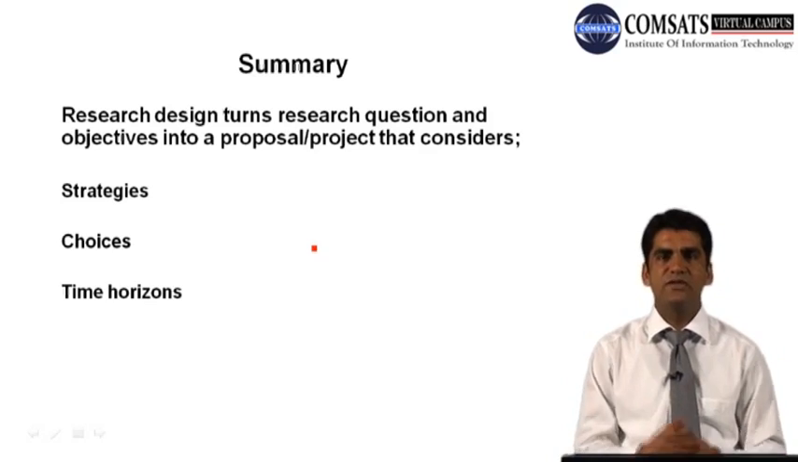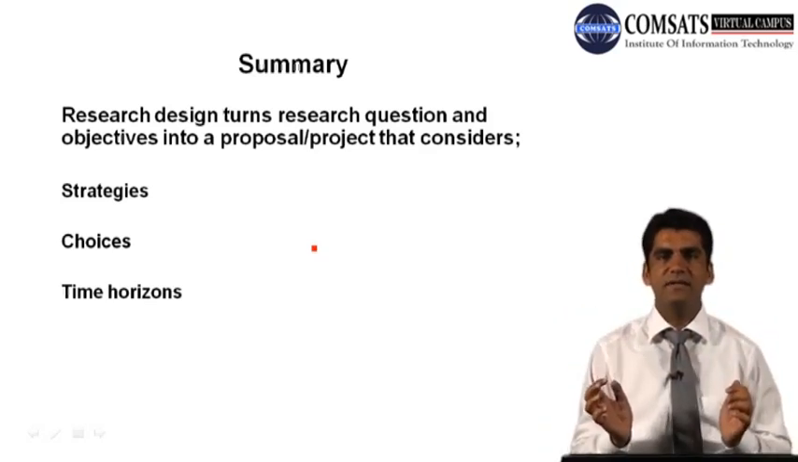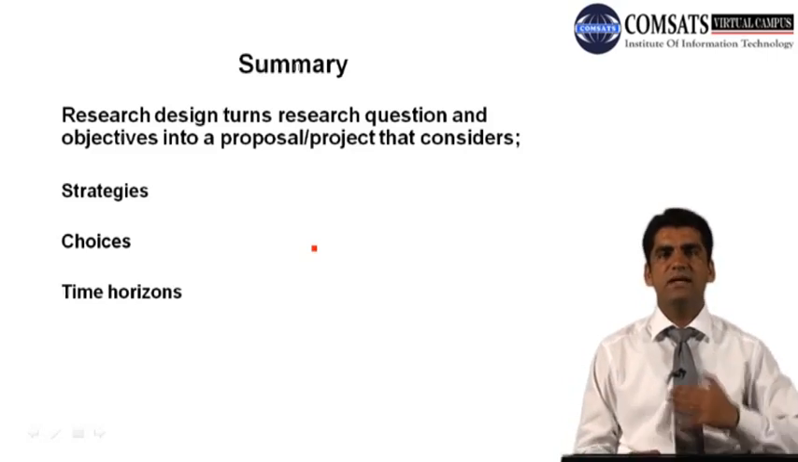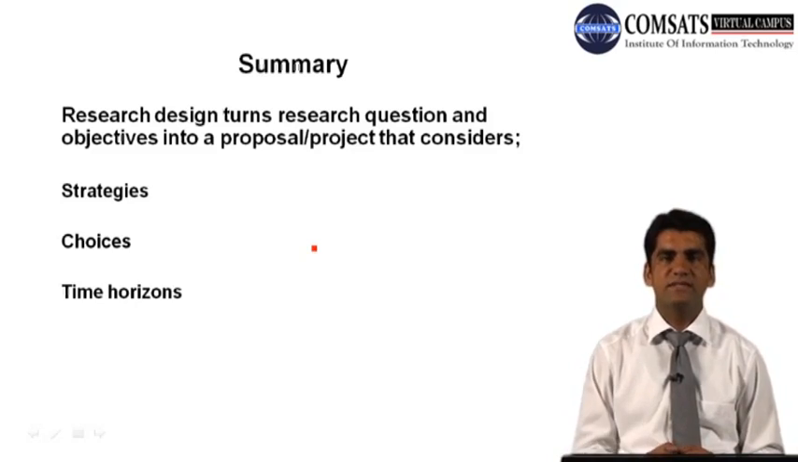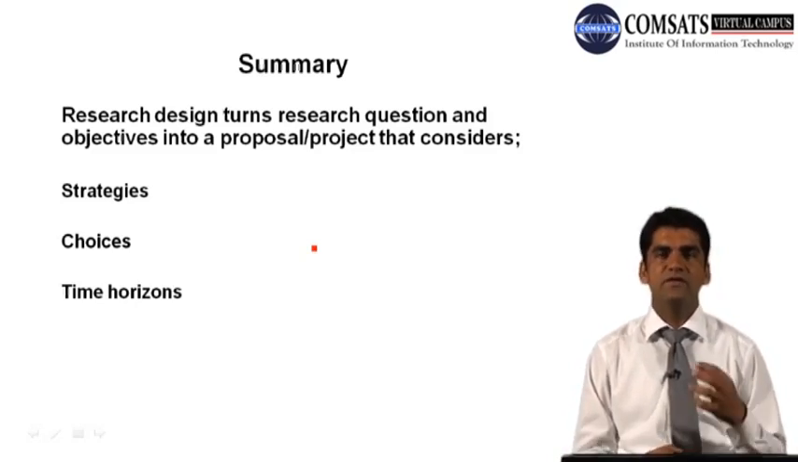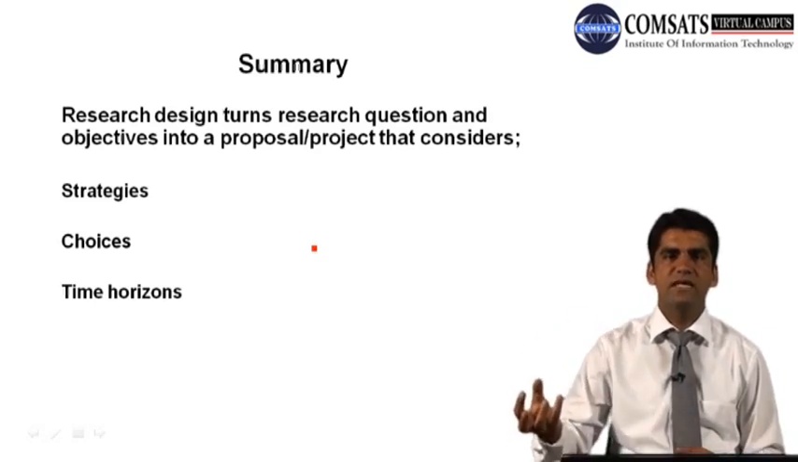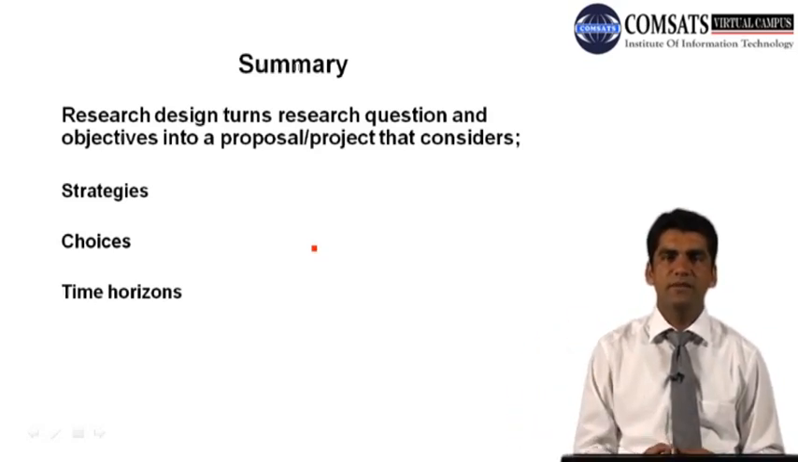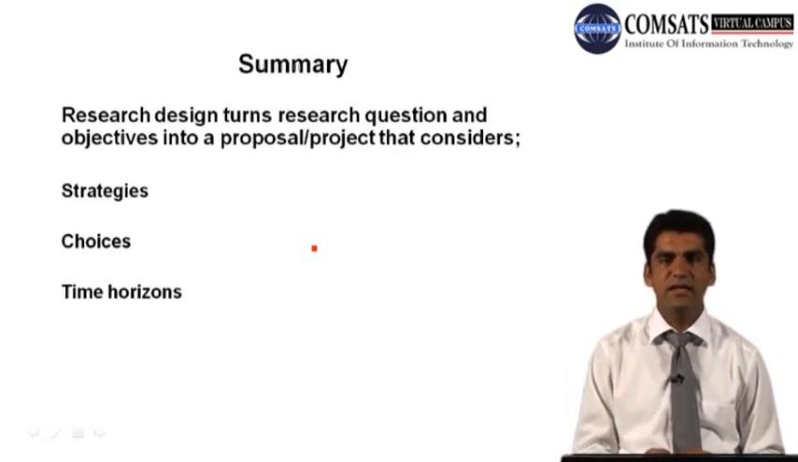And we described also what a strategy is. It is our general plan of action when we start our research, once we have formulated research questions and objectives. Then we talked about what kind of choices we can have. We can use single or multiple methods. We can have this or that kind of research strategy.